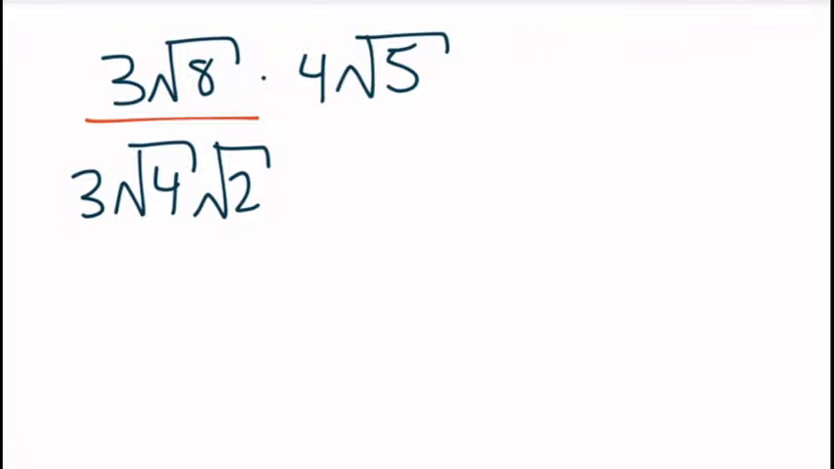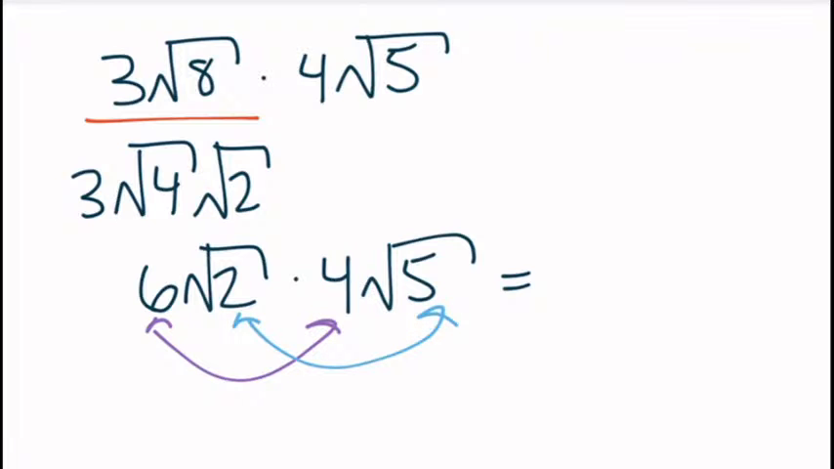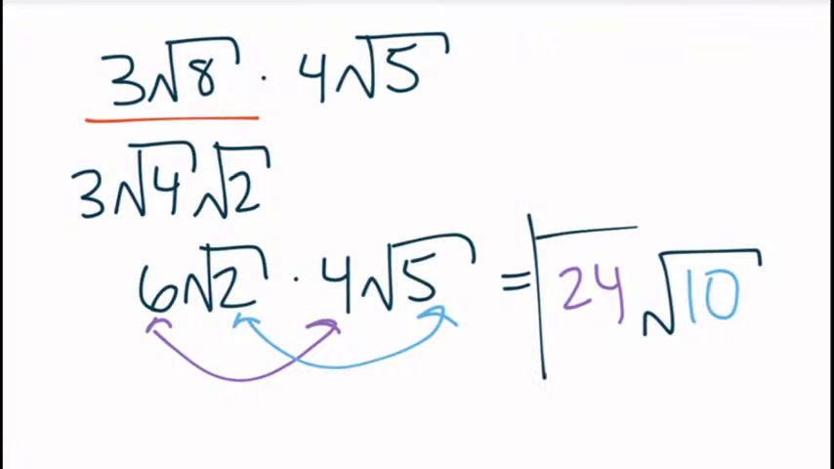We go through the simplifying process and break down radical 4 into just 2. 3 times 2 is equal to 6 radical 2. So our new equation is 6 radical 2 times 4 radical 5. Now we do the coefficients and then the radicals. 6 times 4 is equal to 24, and inside the radical we have 2 times 5, which is equal to 10. So 24 radical 10 is our final answer because radical 10 cannot be simplified any further.